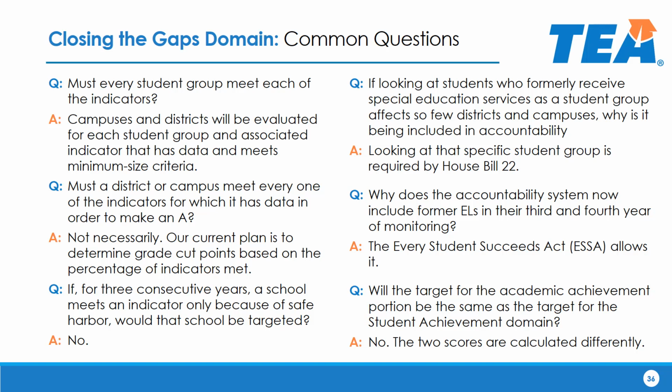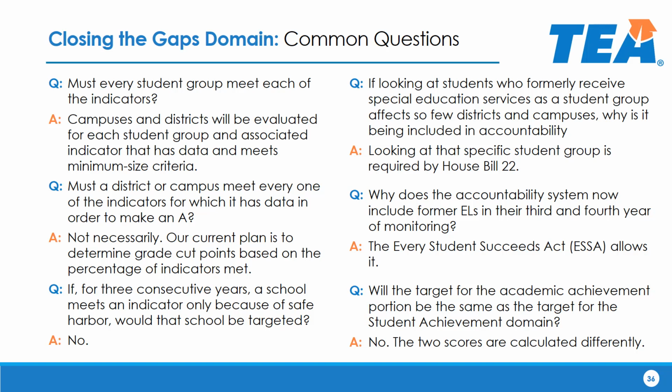Our current plan is to determine grade cut points based on the percentage of indicators met, but remember that's a feedback opportunity that we spoke of earlier. If, for 3 consecutive years, a school meets an indicator only because of safe harbor, would that be a targeted school? The answer is no. If looking at students who formerly received special education services as a student group affects so few districts and campuses, why is it being included in accountability? Quite simply, it's required by House Bill 22.